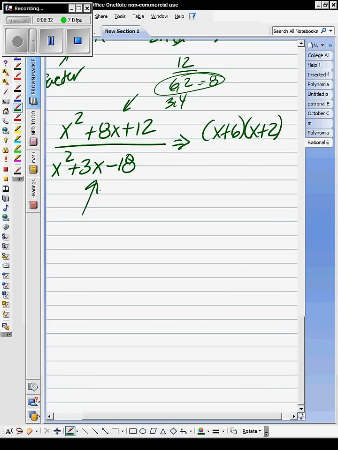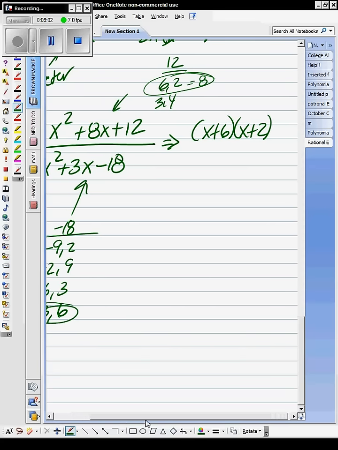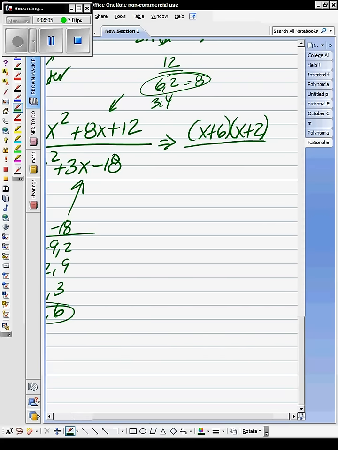In my denominator, I'm looking at, well, what will multiply to be negative 18? Well, negative 18 would be either 9 and negative 2, negative 2 and 9, negative 6 and 3, or positive 3 and negative 6. Oops, did that backwards. Negative 3 and positive 6. So out of all of these, which one would add up to be a positive 3? Well, this one right here. So on my denominator here, I would have x plus 6 times x minus 3.